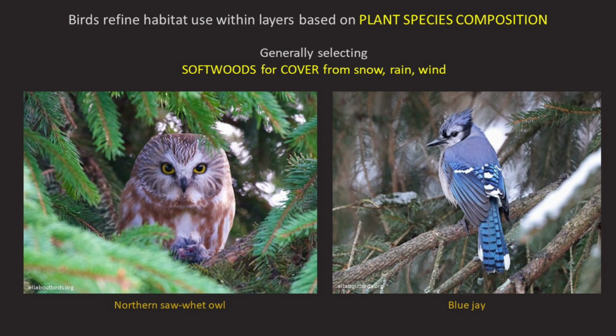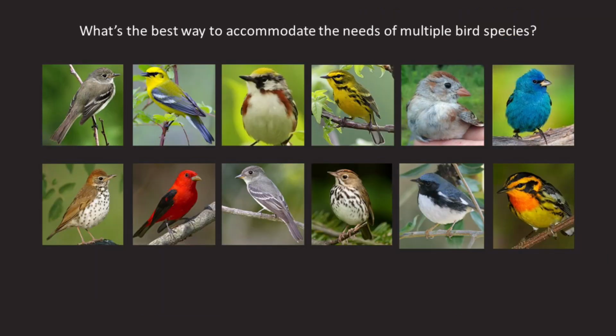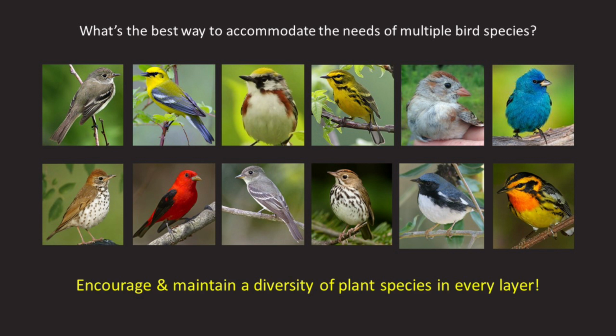Even a single softwood tree within a yard can enhance the cover value of that yard for birds, and during inclement weather, that tree may be the favorite of all the birds in the neighborhood. So, what's the best way to accommodate the needs of multiple bird species within a habitat? The easiest and most efficient way is to encourage and maintain a diversity of plant species within every habitat layer.